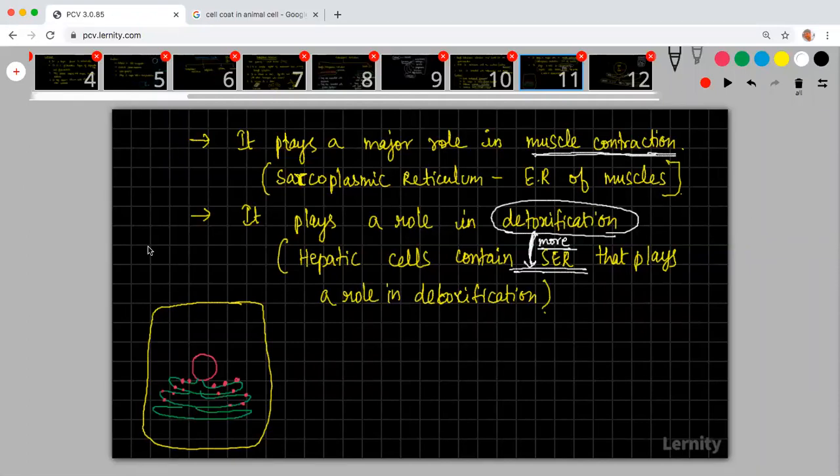So are you guys understanding what detoxification means? Say for example, if a person has consumed alcohol, alcohol will have toxic chemical groups. These toxic chemical groups have to be removed from your body. Who is responsible for removal? That is what we call detoxification.